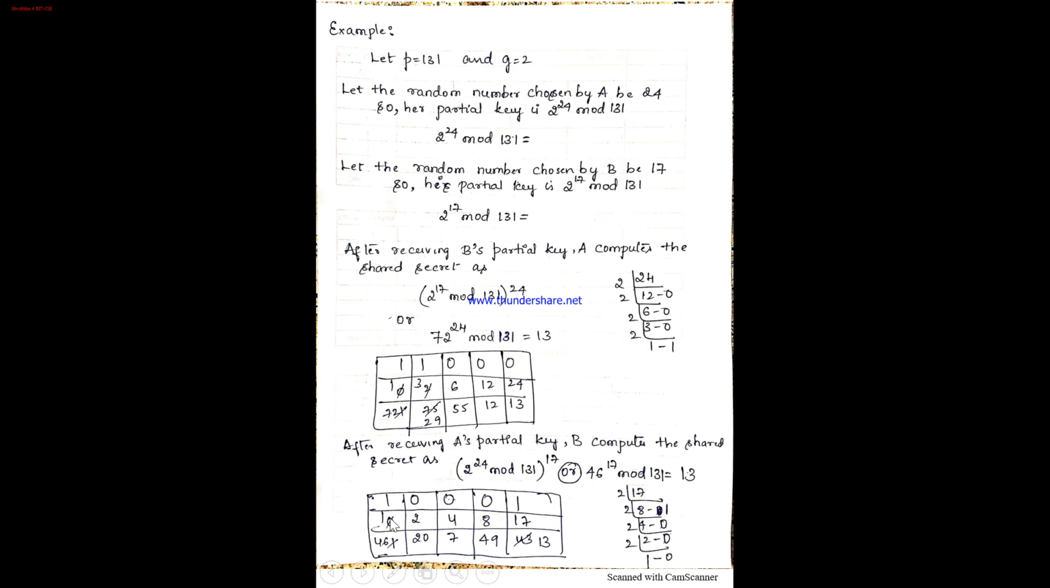So 46, same way. 1 and 46 you will get. Next 1 to 2 is 2. Next 46 into 46 mod 131, you will get 20. 20 into 20 mod 131, you will get 7. 7 into 7 is 49, 49 mod 131 is 49. 49 into 49 mod 131 is 43. Sorry, here it is 43 into 46 mod 131. You will get the answer as 13.